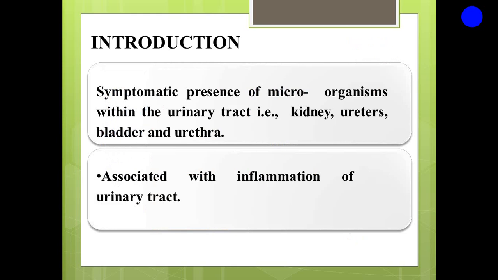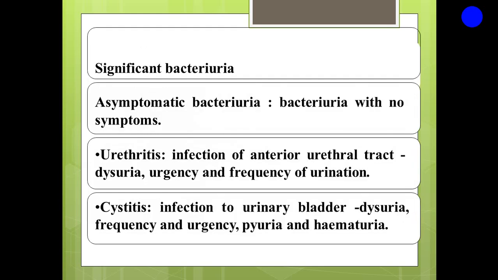The introduction of urinary tract infection: we should know that there is a symptomatic presence of microorganisms within the urinary tract, such as the kidney, ureter, bladder and urethra, associated with inflammation of the urinary tract. Significant bacteriuria is present in urinary tract infection. Asymptomatic bacteriuria is defined as bacteriuria with no symptoms.